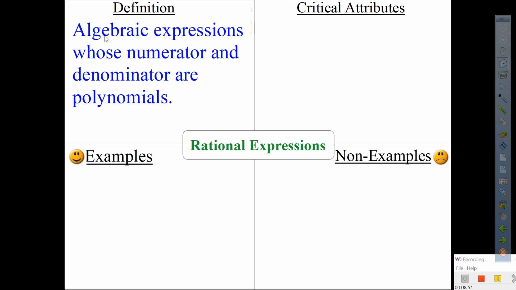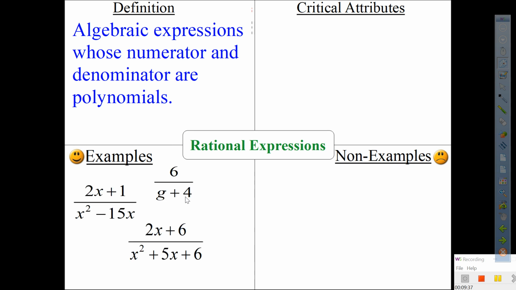At the beginning of the school year, I started with algebraic expressions. We said they were expressions that had a variable. Okay, can you picture that? Yes. But then it says whose numerator and denominator are polynomials. So, if they're saying numerator and denominator, what are they implying? That the expression is a what? A fraction. Okay. And it's a fraction now that has what? Polynomials.